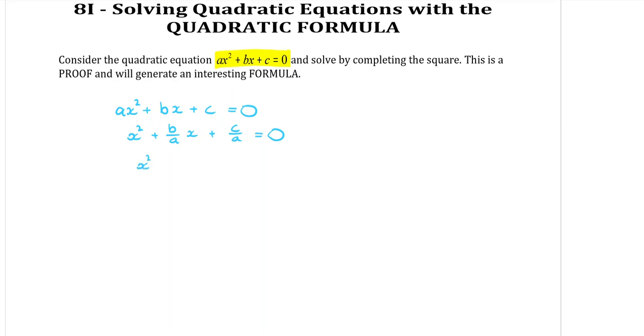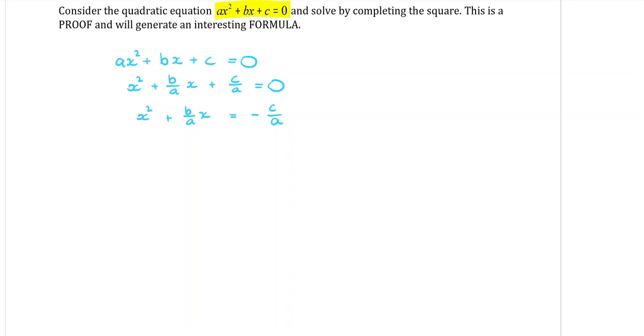Now I'm going to keep my x squared and my b over a x on the left-hand side and move the c over a across to the other side. So it becomes a negative c over a. Now I'm going to complete the perfect square. So I take whatever's in front of the x, so that's the b over a, I have to halve it, so it is b over 2a, because you're dividing it by 2, the 2 goes on the bottom, and then you need to square that, which means I would have b squared over 4a squared. Okay, that's what I'm going to add to both sides.